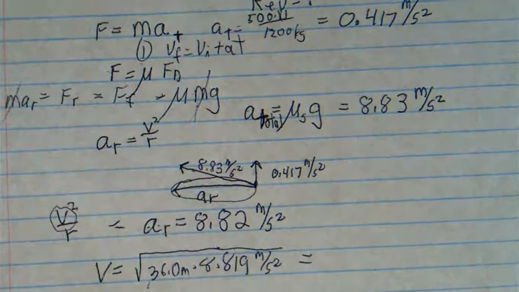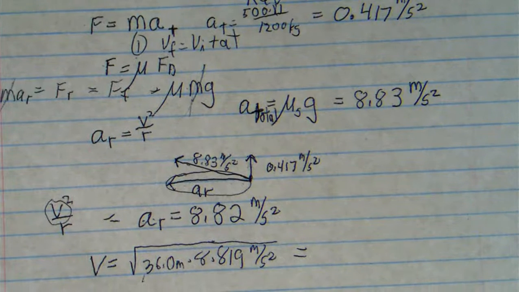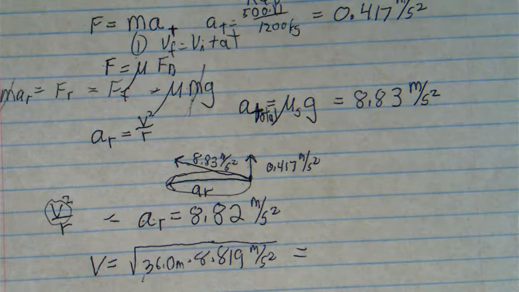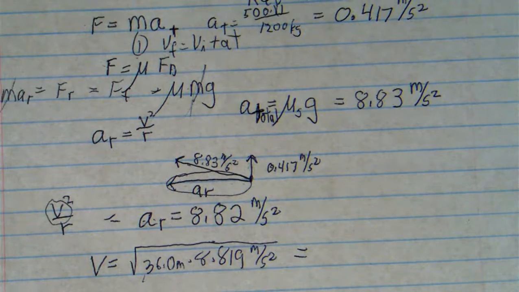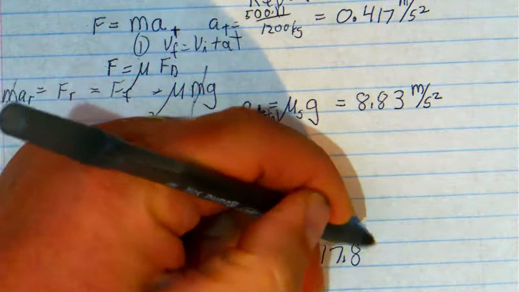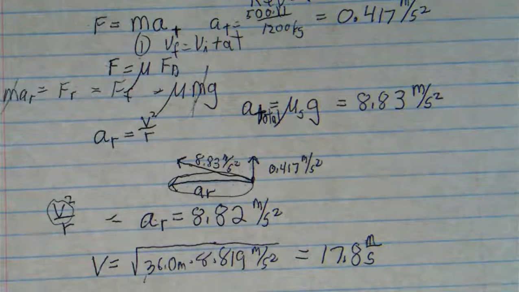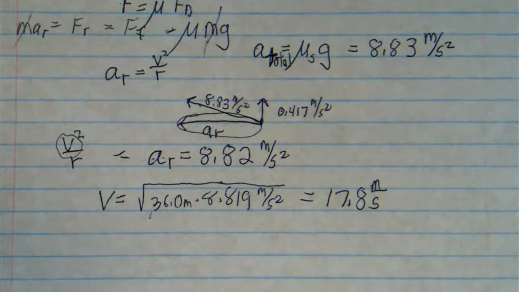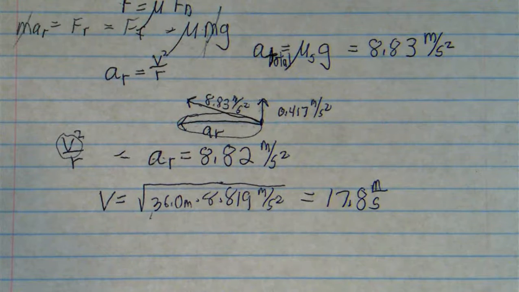The speed at which the car will begin to slide off the track is the square root of 36 times the answer on my calculator. Oops, still getting used to a TI-84 Plus Color Edition. And it says 17.8 meters per second. This will be the speed at which the car begins to slide off the track.